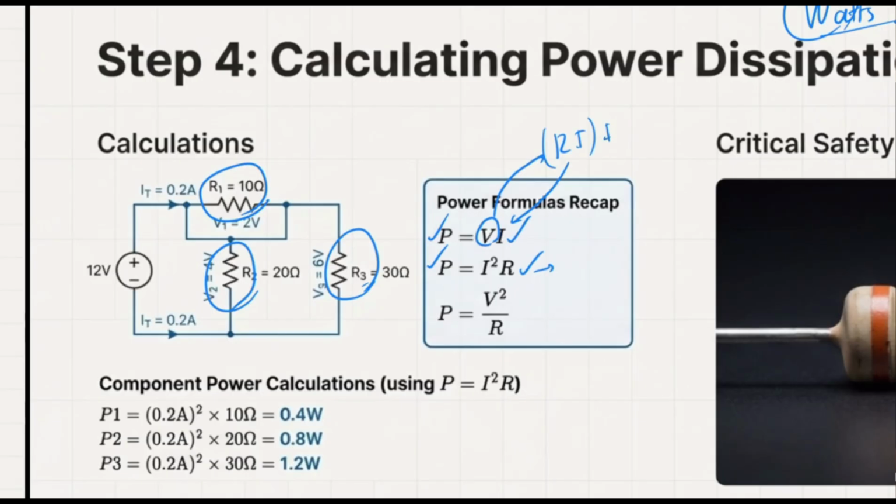R times I is going to be I R squared. Simple as that. The last one, which we can still derive from the first one, is going to be V to the power 2 divided by R. Why do we use that? Because sometimes you do have the current, you don't have the voltage. It would be better to use the second formula. Sometimes we have the other one, vice versa. You can use the third formula. Or when you have both voltage and current, you can use the first formula.